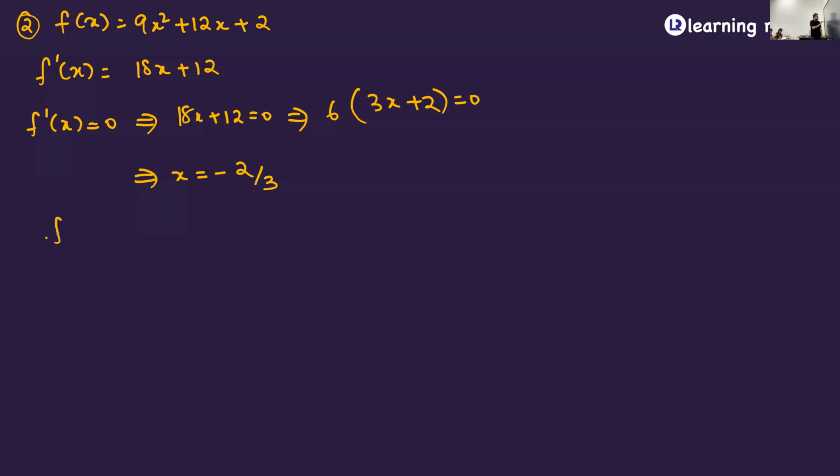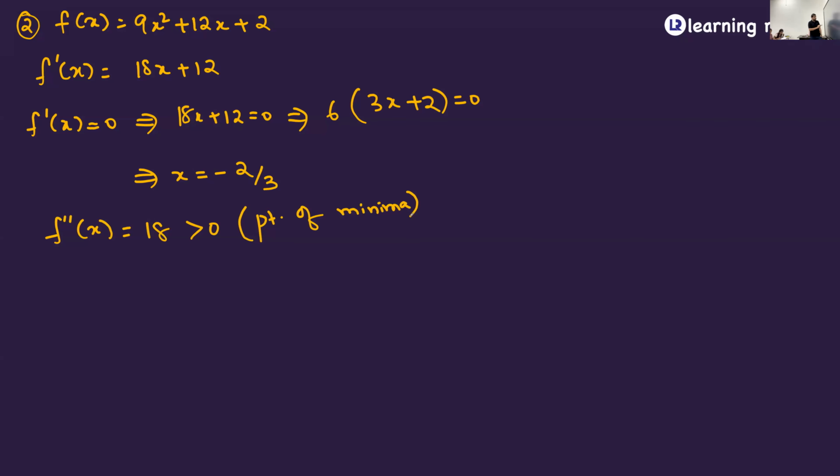So what are we supposed to do? Find f double dash of x. F double dash of x in this problem also comes out to be 18. So since 18 is greater than 0, it is going to be again a point of minimum. Now the question is the value of it.